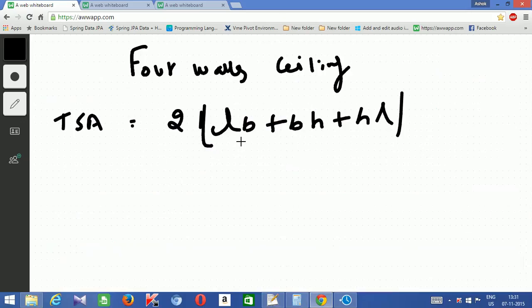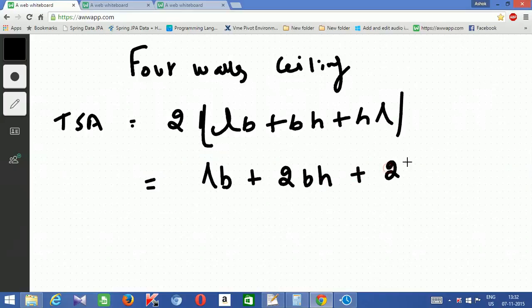Fine. So now which part do you need to ignore? You should not use the formula as such. You should ignore one length and breadth, because suppose the floor is length and breadth, the top is also a length and breadth. Skip one length and breadth and you will end up having LB plus 2BH plus 2HL. This will be your total surface area required without the floor, right?